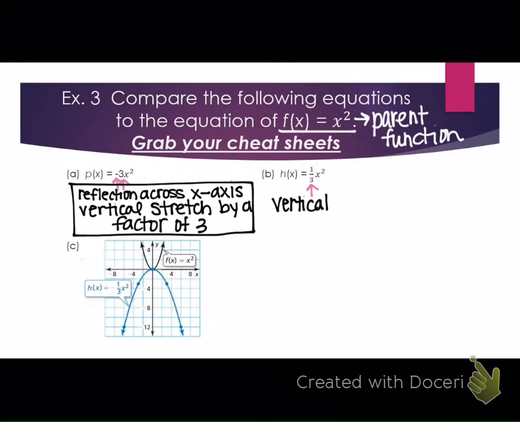So take a, which in this case is what? 1/3. Does it fall in the category of being greater than 1, or does it fall between 0 and 1? So is that a stretch or a shrink? Shrink. That is a shrink. So this is a vertical shrink by a factor of 1/3.